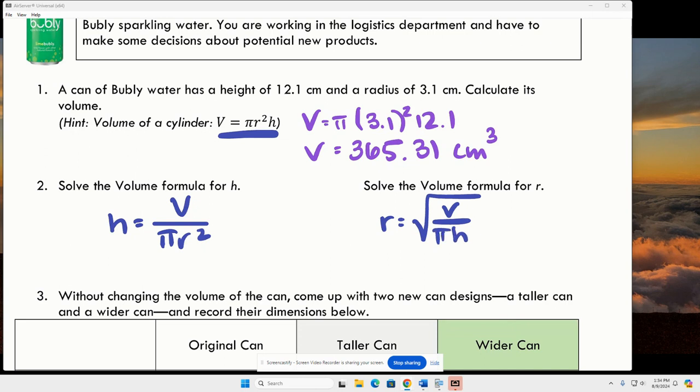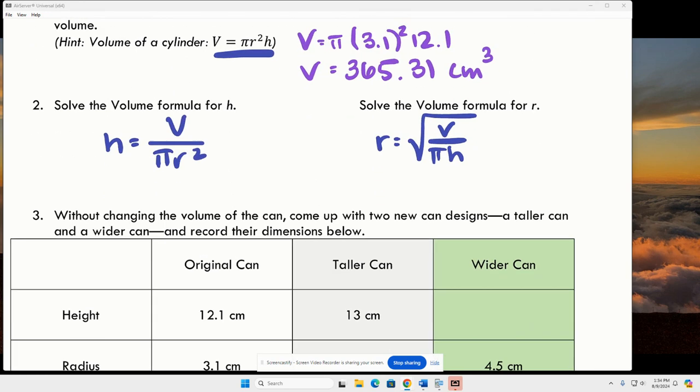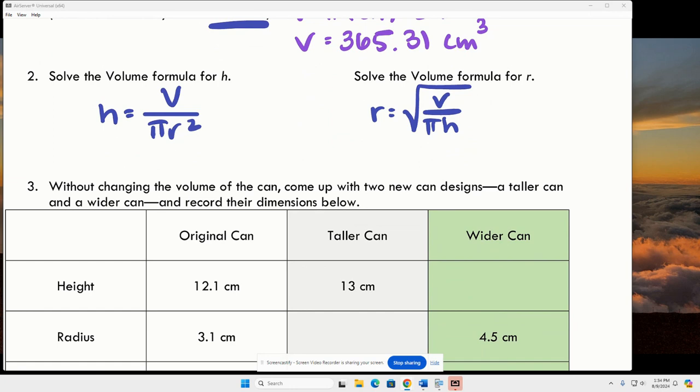Perfect. Alright, so if you didn't get that right, it's okay. Just correct it. So you're just dividing, and then on the r one, you do have to do the square root. Then once you get those, what I wanted you to do is design this new can.